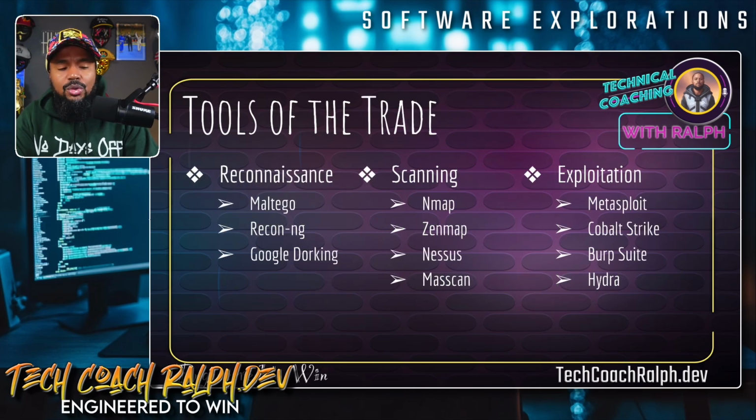So, what are some tools that are used in the different stages of ethical hacking? We already touched on a few of them, but we'll give a little bit more of these tools, and then we'll be looking to explore these tools either in these different software explorations or on a live stream. All right. So for Reconnaissance, I'm just going to go down a list. I listed 3 here, but there's a lot more.